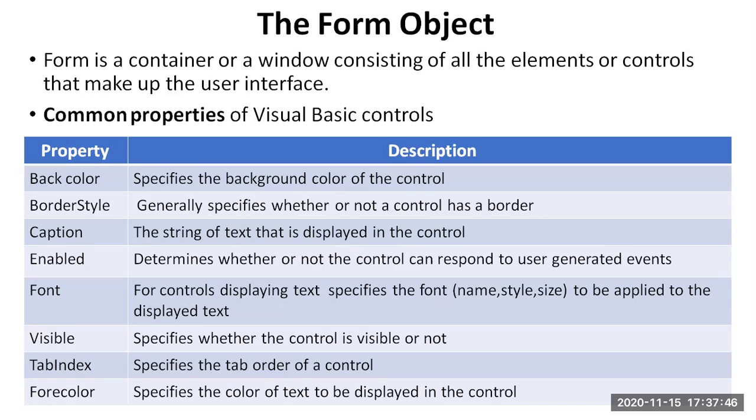Visible specifies whether the control is visible or not. TabIndex specifies the tab order of a control. ForeColor specifies the color of the text to be displayed in the control.